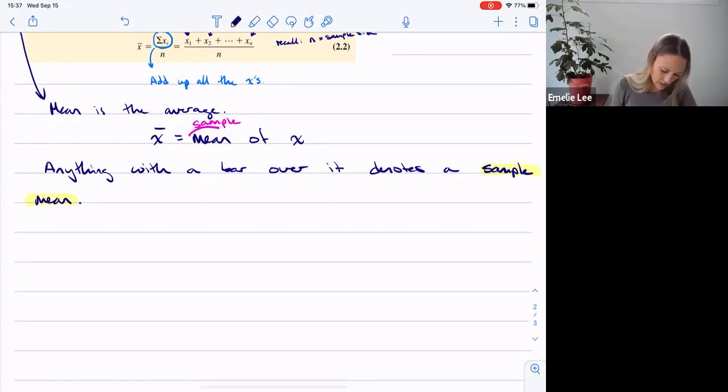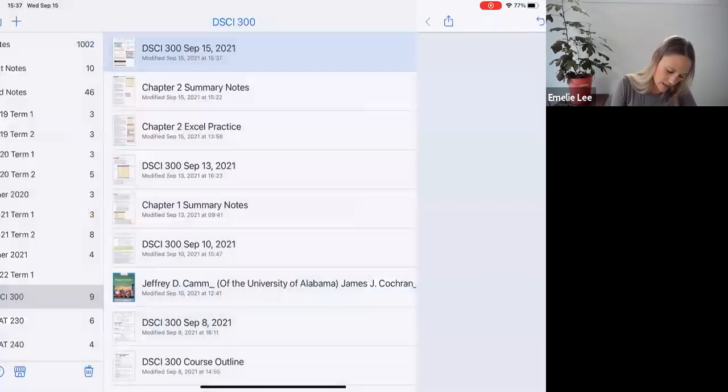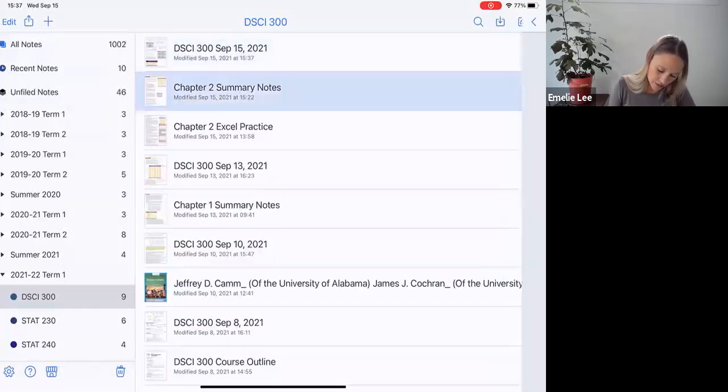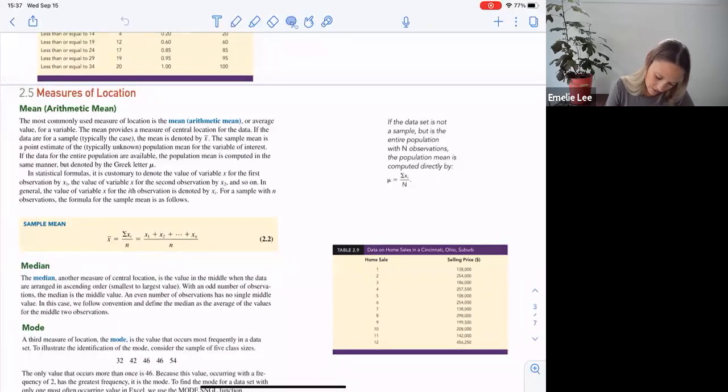How are we going to denote the population mean then? Right? We're going to use mu, the Greek letter mu, and I've got it over here.